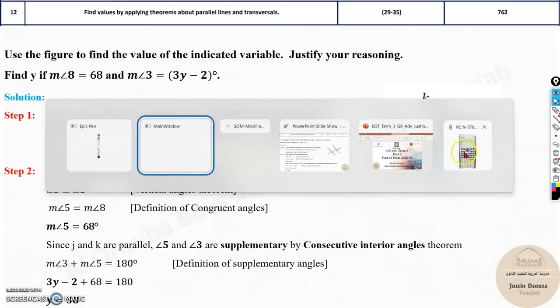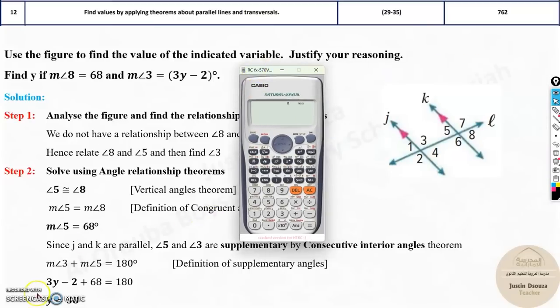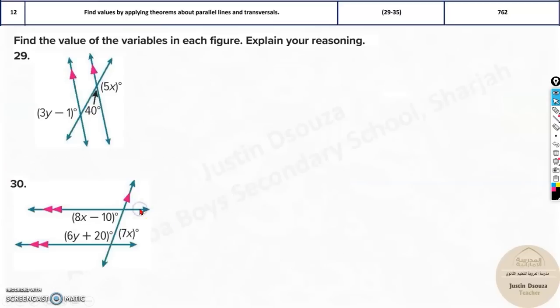Or you can use your calculator directly. What you need to do is put this in as it is: 3y minus 2 plus 68, then equal to, you press alpha and then calc, that's the short form for calc, and then 180. You can't press equals directly, you'll get a syntax error because an equation is formed. You need to press shift and solve, and then you will get the answer, 38. That's it. So this is how you solve.